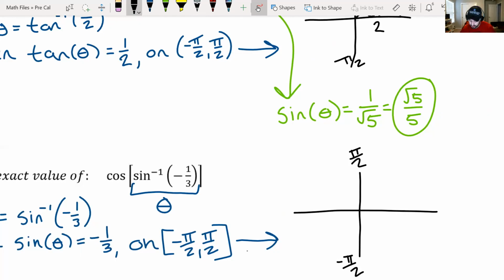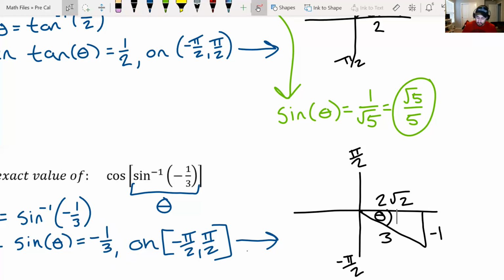So this means our triangle goes in the fourth quadrant. Here's my theta. And since this is the sine function, sine puts opposite over hypotenuse. Since we are in the fourth quadrant, the height's going to be -1, and the hypotenuse is going to be +3. Then by Pythagorean theorem, we should get that the base is 2 square root 2. That's 9 minus 1, so 8, yes.